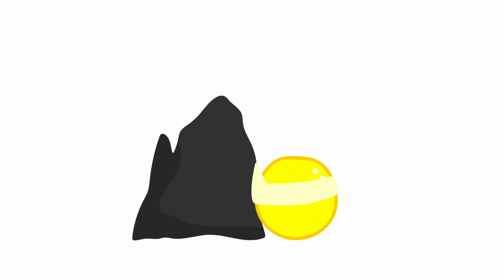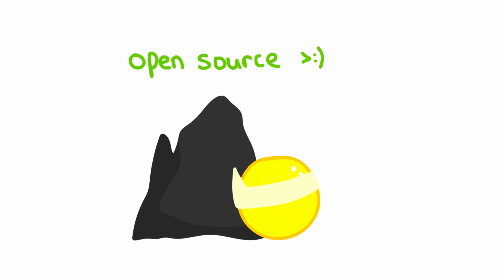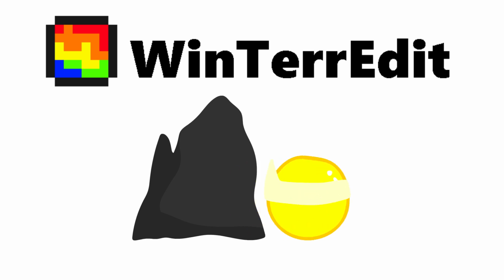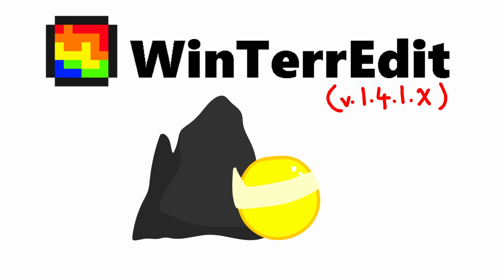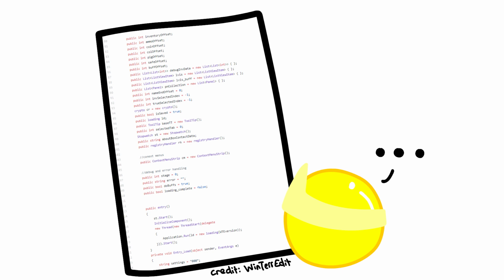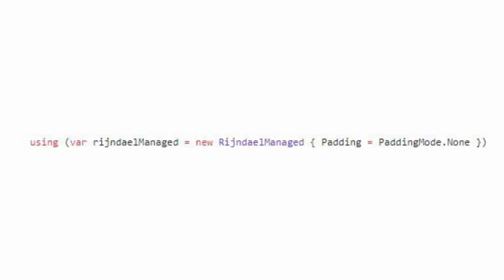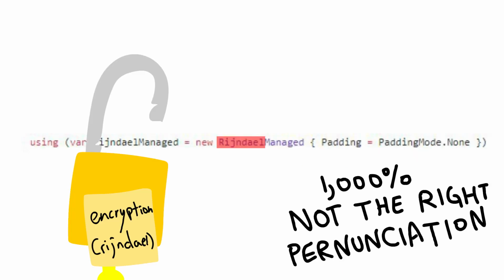Since I wasn't going to trial and error my way through this hell, I went online and found some kindly open source code, namely an inventory editor compatible with 1.4.1. After several hours of attempting to read C#, I found my answer in this line: Rijndael. Rijndael is an encryption algorithm.